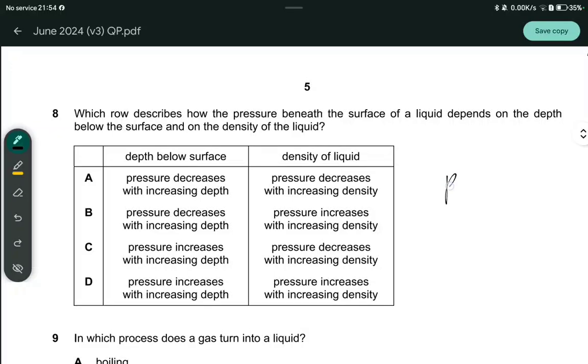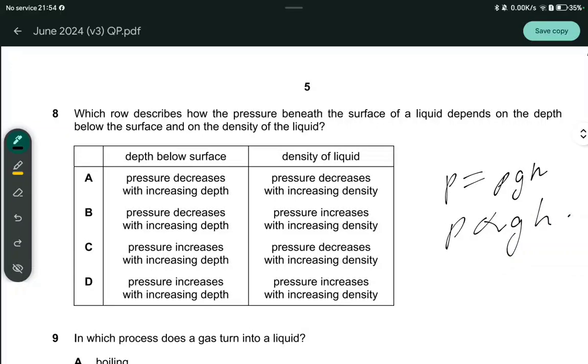So we know hydrostatic pressure is equal to rho G H. H is depth, rho is density, G is gravity. Gravity is a constant, so pressure is proportional to G and H.